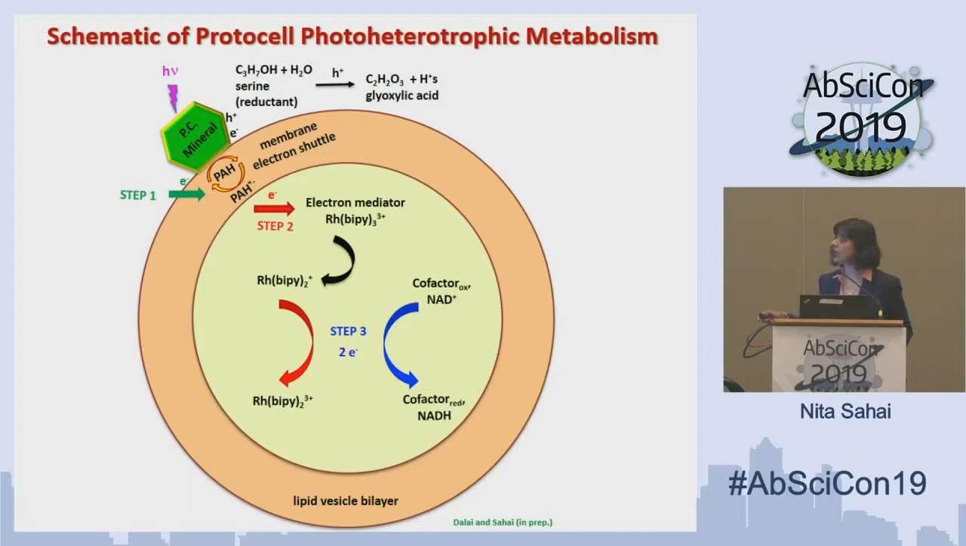We are choosing any common reductant that might have been present in the environment, such as an amino acid. We just picked serine. It can be any amino acid or any simple organic compound. The serine takes up the hole and combines with water to produce glyoxylic acid, and it also produces protons in the process. Meanwhile, the electron is picked up by a molecule called a polyaromatic hydrocarbon, which was included in the membrane during the synthesis of this protocell vesicle.